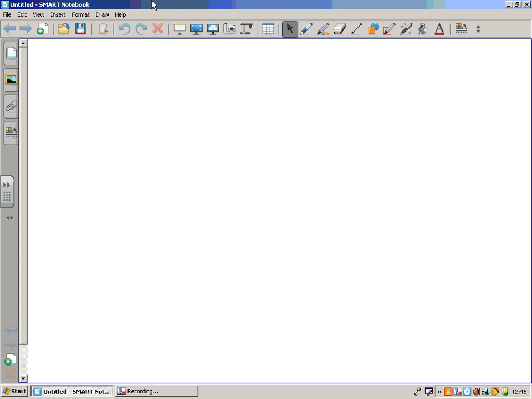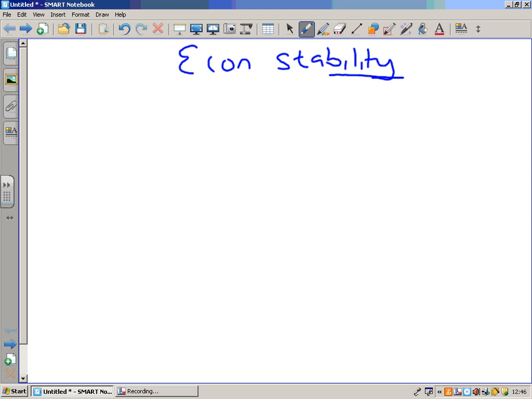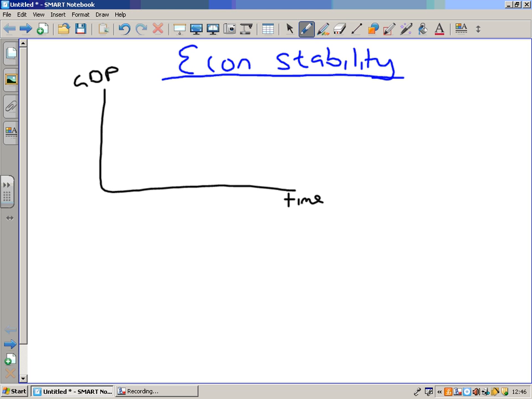This last presentation for macroeconomic targets focuses on what we call economic stability. This is the overall target that we are trying to achieve in our economy. So to very quickly draw on the board our economic cycle: we have time on the horizontal axis and GDP on the vertical axis. We have our upward sloping line, which is a trend rate or our average rate of economic growth.